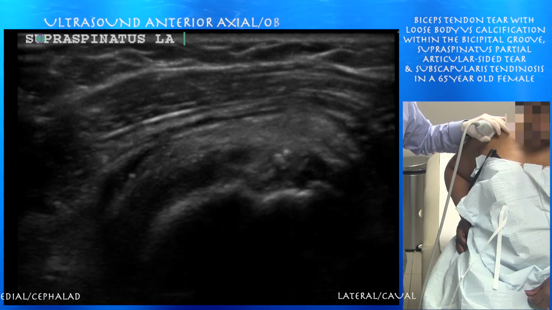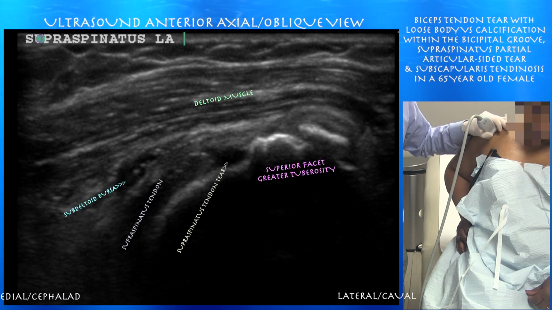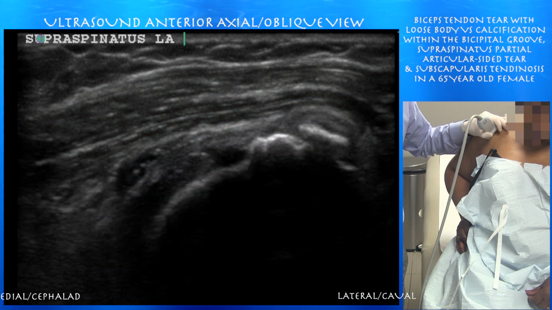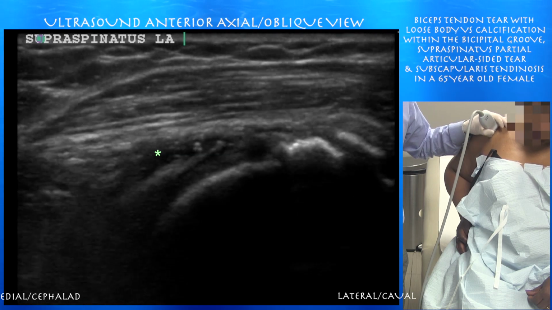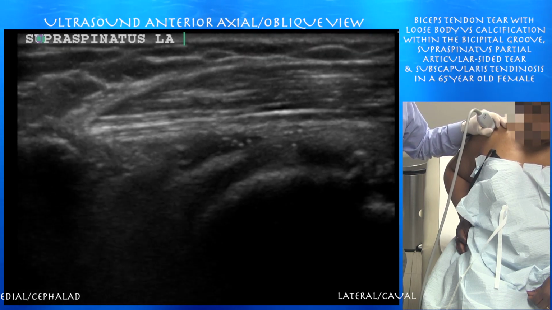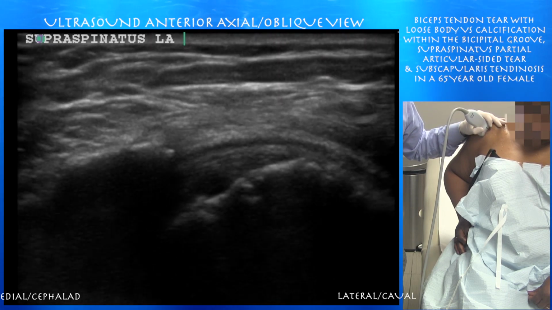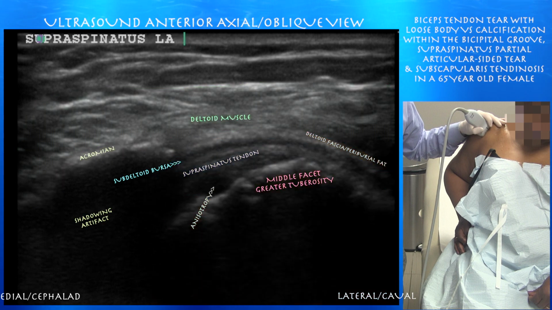We're at that superior facet of the greater tuberosity, very irregular. And here you can appreciate a distal articular sided tear of the distal anterior supraspinatus tendon abutting the superior facet of the greater tuberosity. Also, you can appreciate a moderate subdeltoid bursitis here as well. Posteriorly, you can appreciate a fairly intact supraspinatus tendon. There's a little anisotropy, which is not a tendon tear. You can see it inserting on the flattened middle facet of the greater tuberosity.